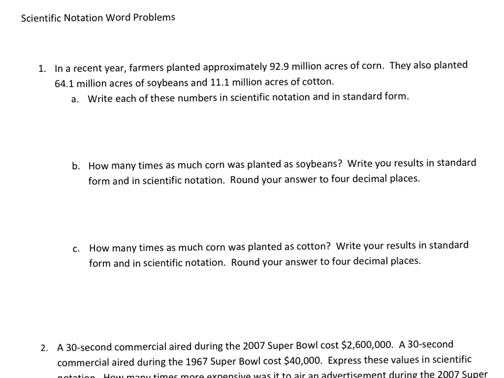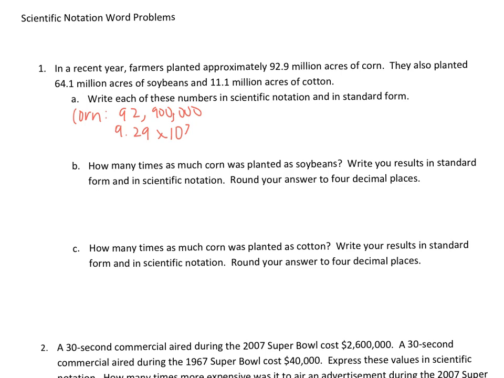So if I look at the first one, corn, I know that that's 92.9 million acres of corn. So if I write that out in standard form, that's 92,900,000. That's standard form. Scientific notation then would be 9.29, and I have to make sure I move my decimal over the right amount of times. So 1, 2, 3, 4, 5, 6, 7. So it's 9.29 times 10 to the 7th.